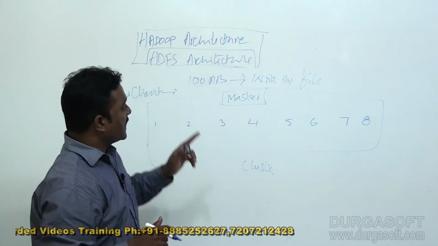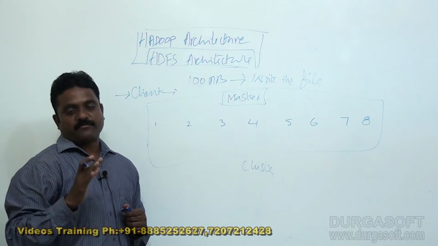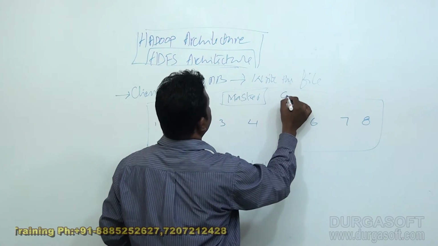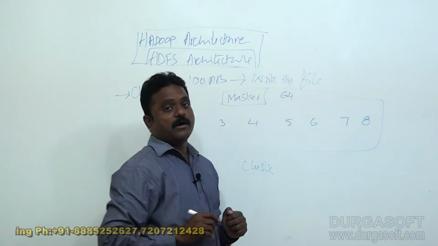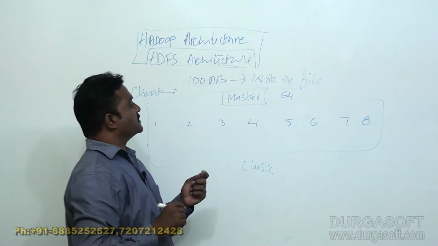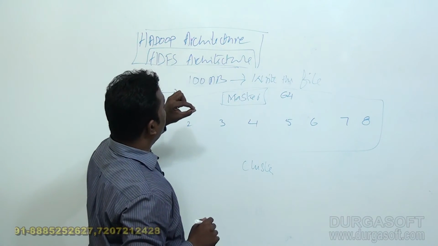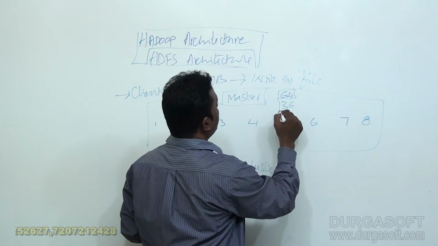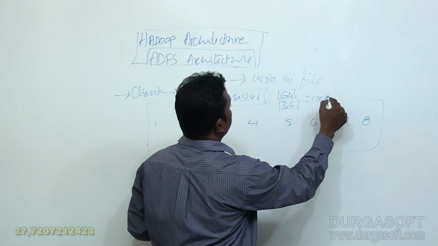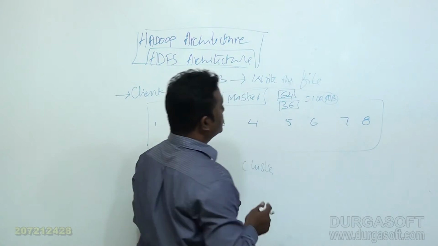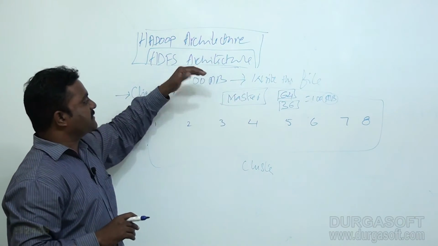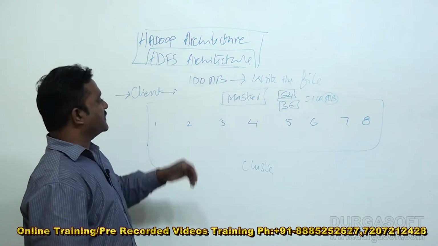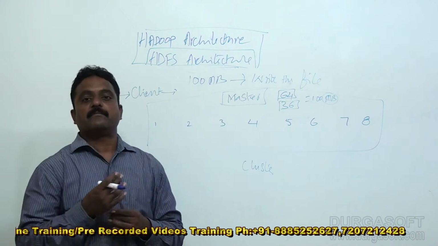So first this 100 MB of data would be divided into blocks. The size of each block on this cluster is 64 MB. So this file would be divided as 64, and 100 minus 64 is 36. So the 100 MB file is divided in the form of 2 blocks, 64 and 36. Now I wanted to write this onto my cluster.